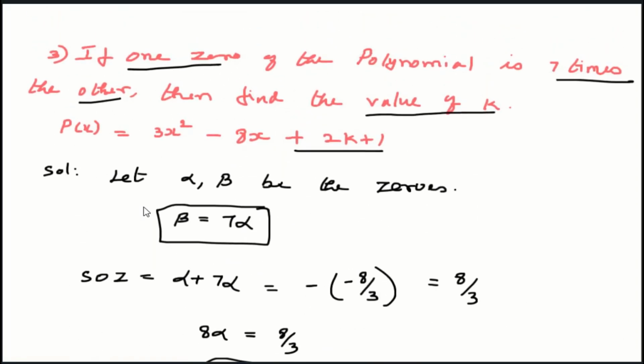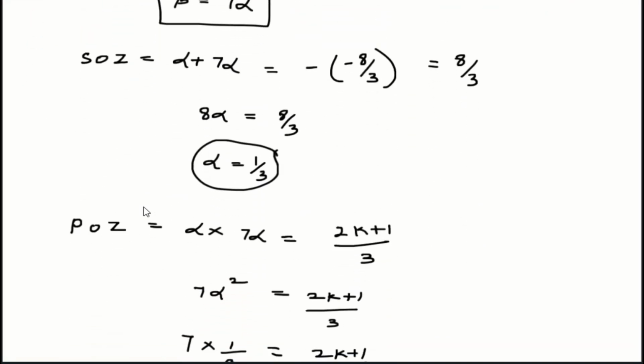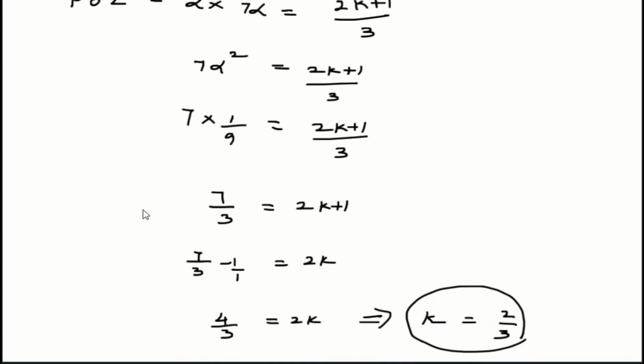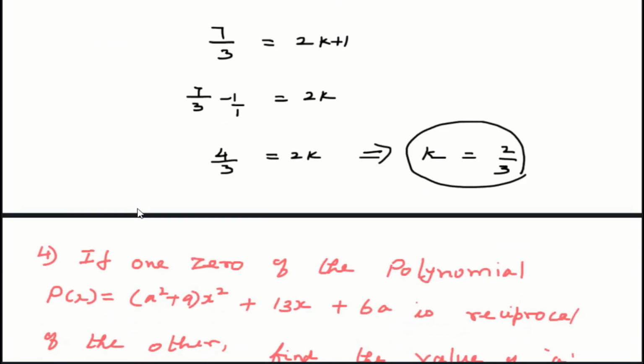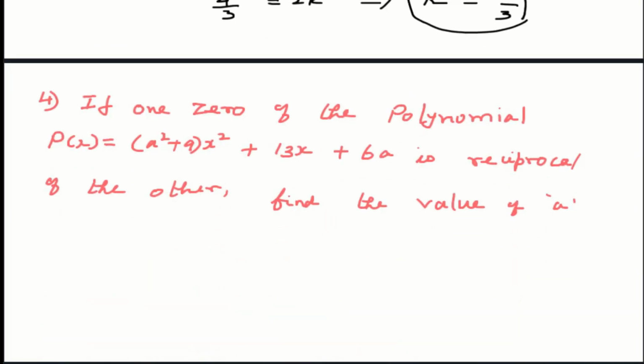So find the value of k. He didn't ask me what is alpha, what is beta, but after finding alpha only I could find what is the value of k. Now let us move on to the next question.